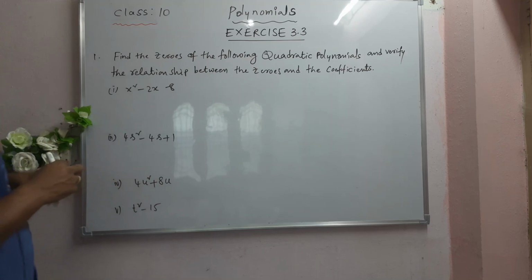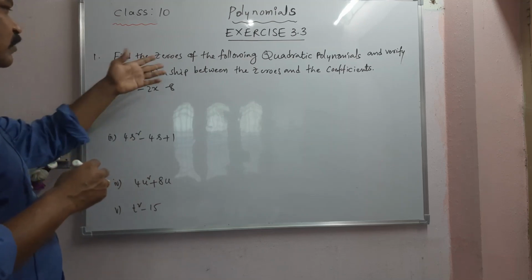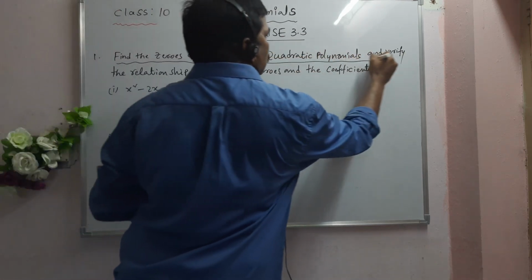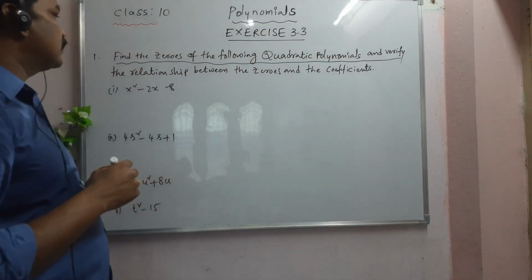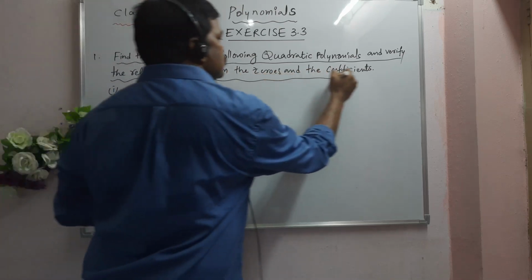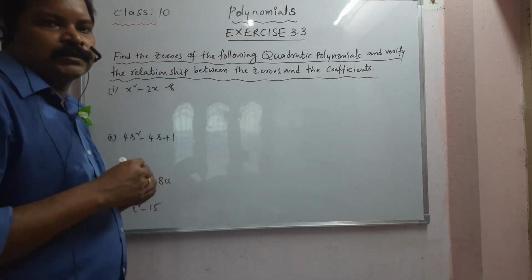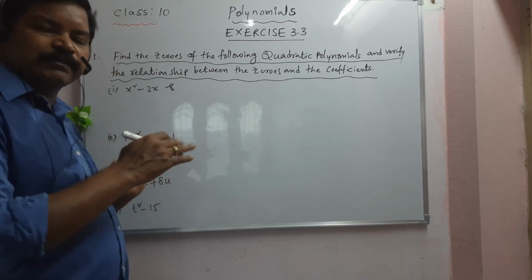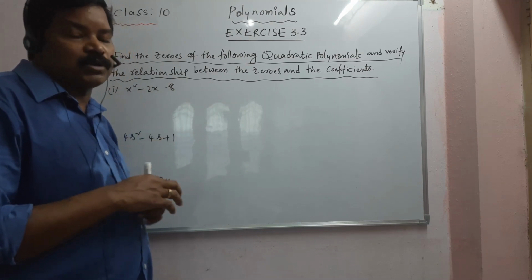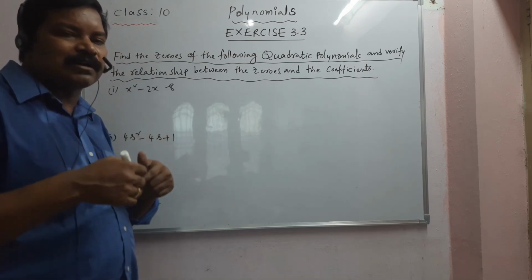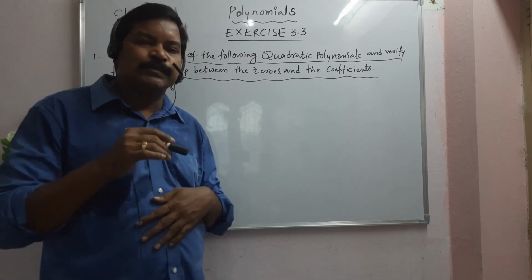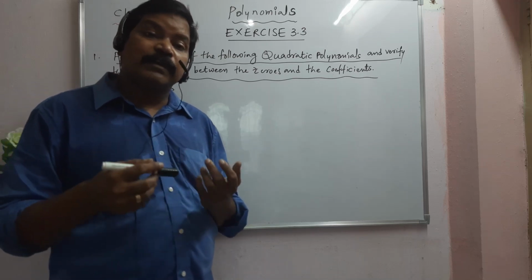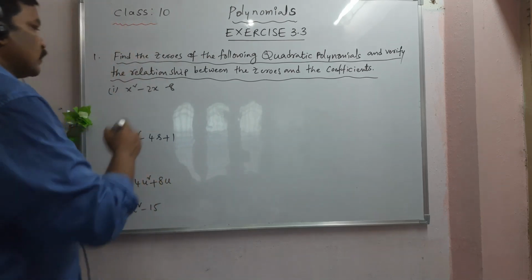Exercise 3.3, first set. Find the zeros of the following quadratic polynomials and verify the relationship between the zeros and the coefficients. I have already explained this concept, the relationship between zeros and the coefficients of a quadratic polynomial. Again, we will recall: the sum of the zeros, alpha plus beta, is equal to minus b by a. The product of the zeros, alpha beta, is equal to c by a. Yes.